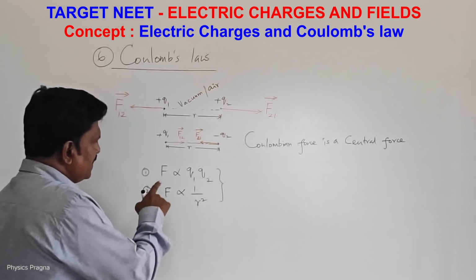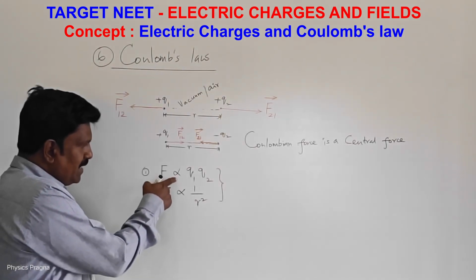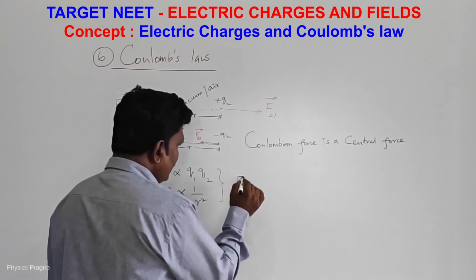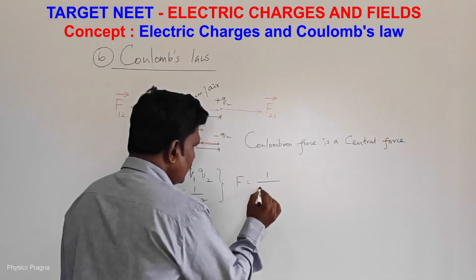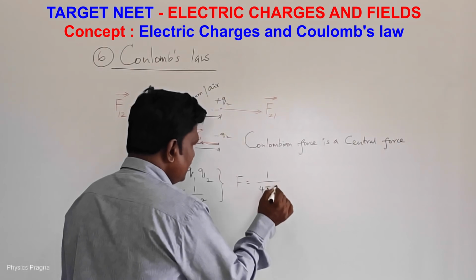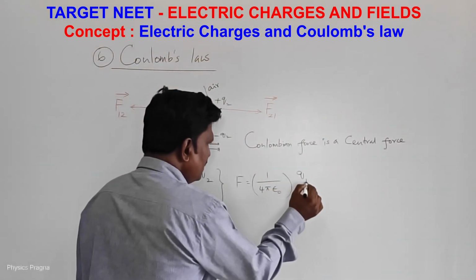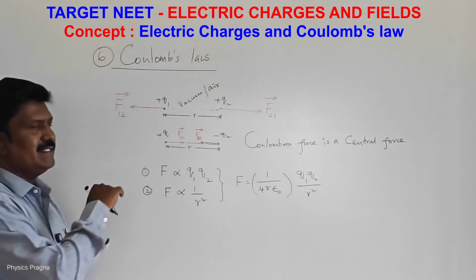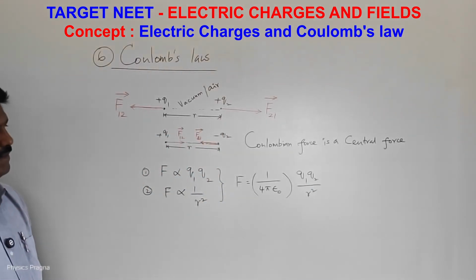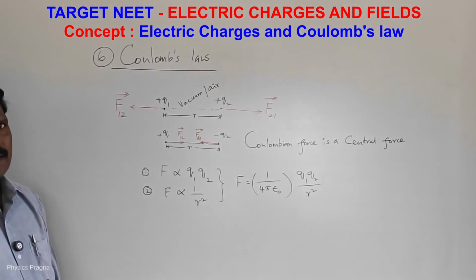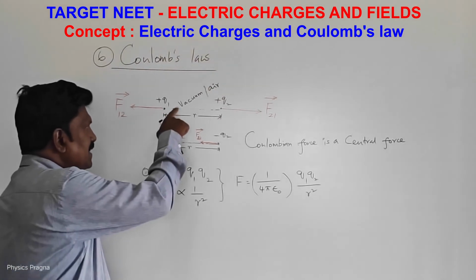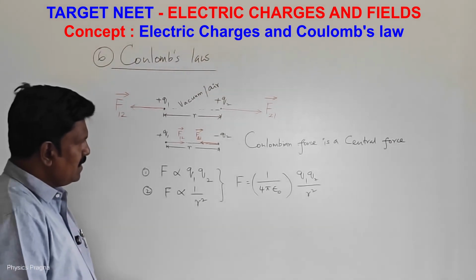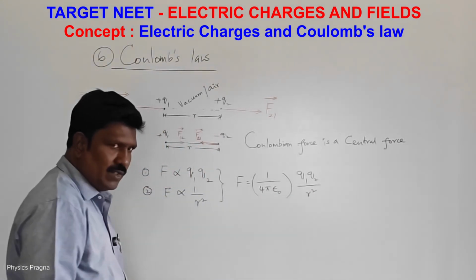In that case, to remove the proportionality, one constant must be there. That constant gives F equal to 1 by 4 pi epsilon naught, Q1 Q2 by R square. So this is the Coulombian force. It may be attractive or repulsive in nature, depending on the types of charges participating. The SI unit of force is Newton.